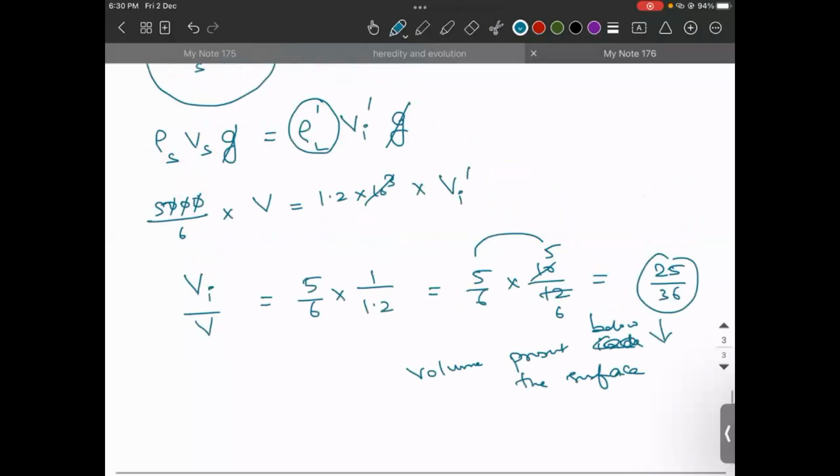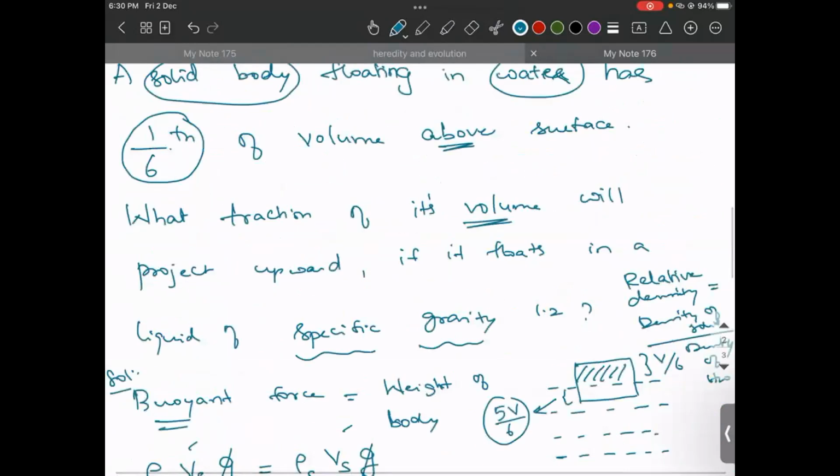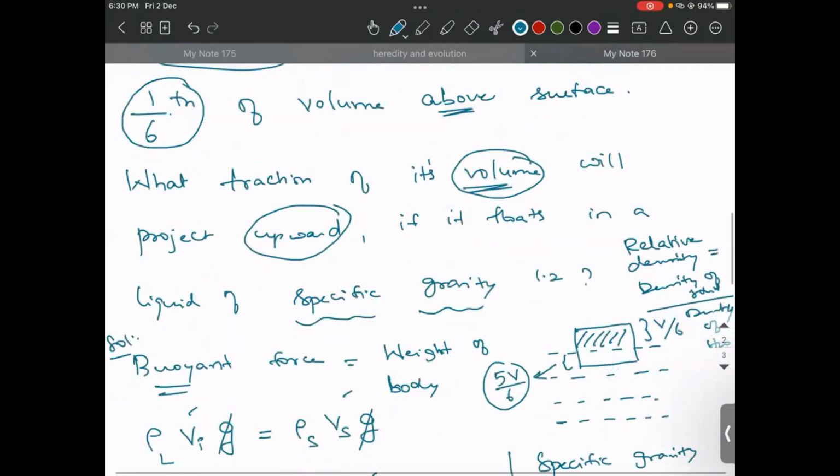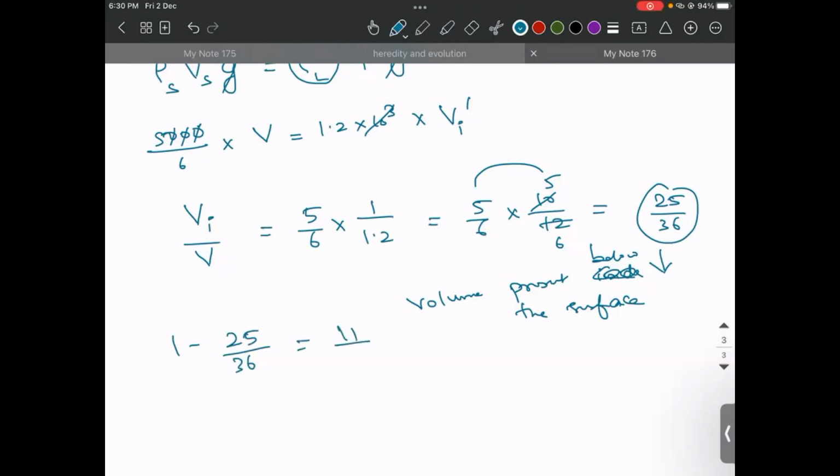Now, what is the question? They didn't ask us what is the volume below the surface. What did they ask? What fraction of its volume will project upward? So what is the volume that is going to get projected upward? It will be 1 minus 25 divided by 36. That is going to be 11 divided by 36. So this is the fraction of volume that will be projected upward when the same solid is immersed into a liquid of specific gravity 1.2.